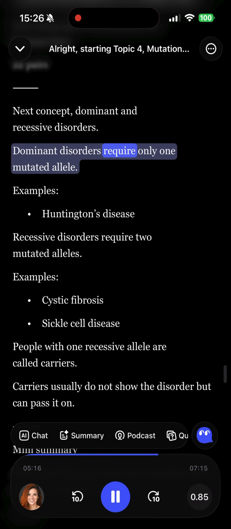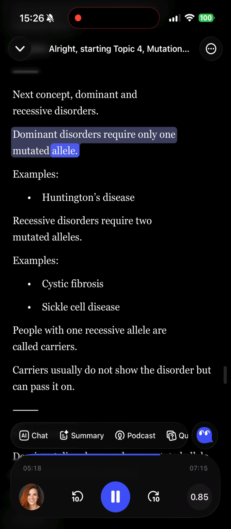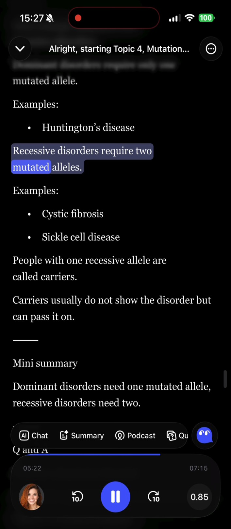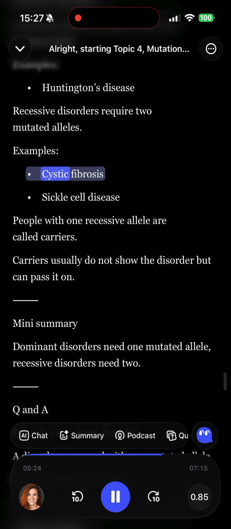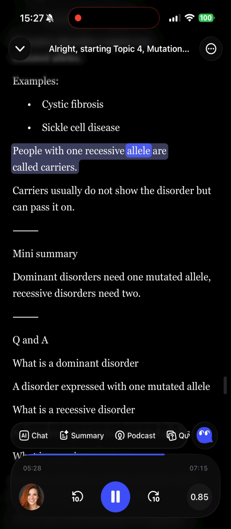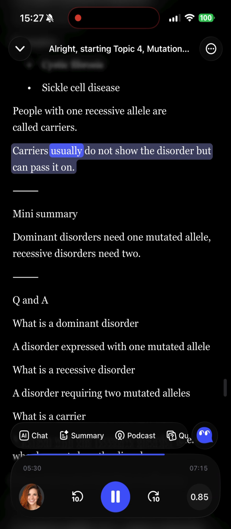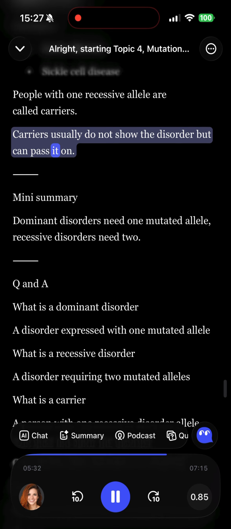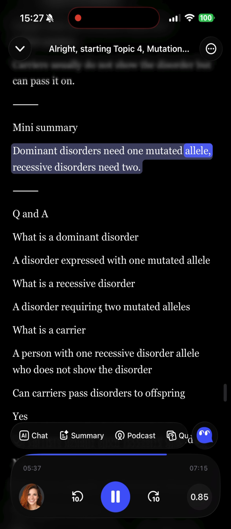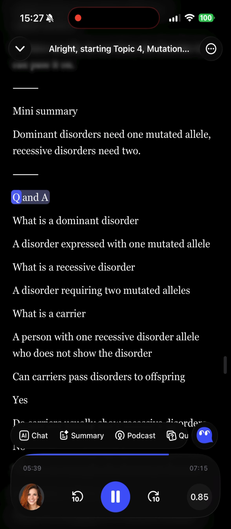Next concept, dominant and recessive disorders. Dominant disorders require only one mutated allele. Examples, Huntington's disease. Recessive disorders require 2 mutated alleles. Examples, cystic fibrosis, sickle cell disease. People with one recessive allele are called carriers. Carriers usually do not show the disorder but can pass it on. Mini summary. Dominant disorders need 1 mutated allele. Recessive disorders need 2.